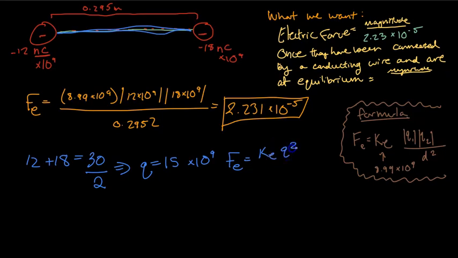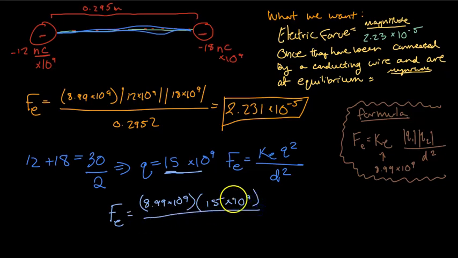And so from here we can kind of change our electric force formula just to have the constant there, and then we can just change that to q squared, and then it's still over distance squared. And when we start plugging in our numbers, we should get our electric force equals 8.99 times 10 to the 9. And then our q we have is right here, so it's 15 times 10 to the negative 9. And then it's all squared. And then it's all divided by the distance, which is still 0.295 squared.